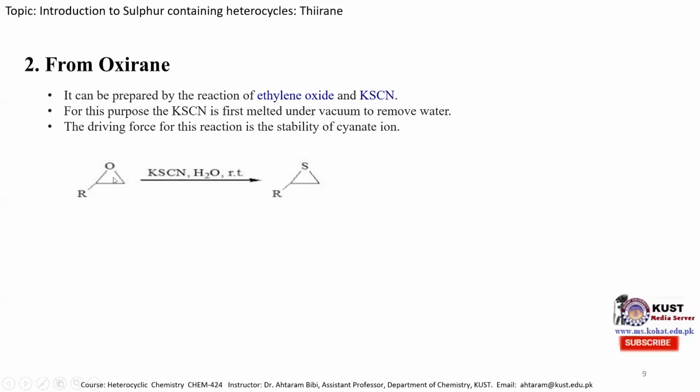When we take any oxirane molecule and treat it with potassium thiocyanate at room temperature, then we can obtain the thyrane molecule. The mechanism is mentioned over here: potassium thiocyanate, potassium carrying positive charge and the thiocyanate ion carrying negative charge, attacks on one of the carbons, and the ring opening happens, producing this intermediate. And in the second step, we obtain another intermediate. When we open this ring, this is C triple bond N.